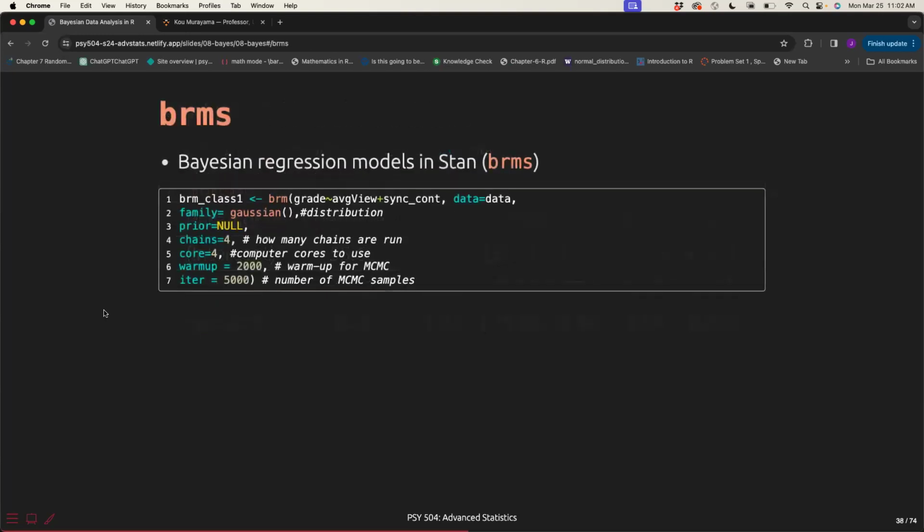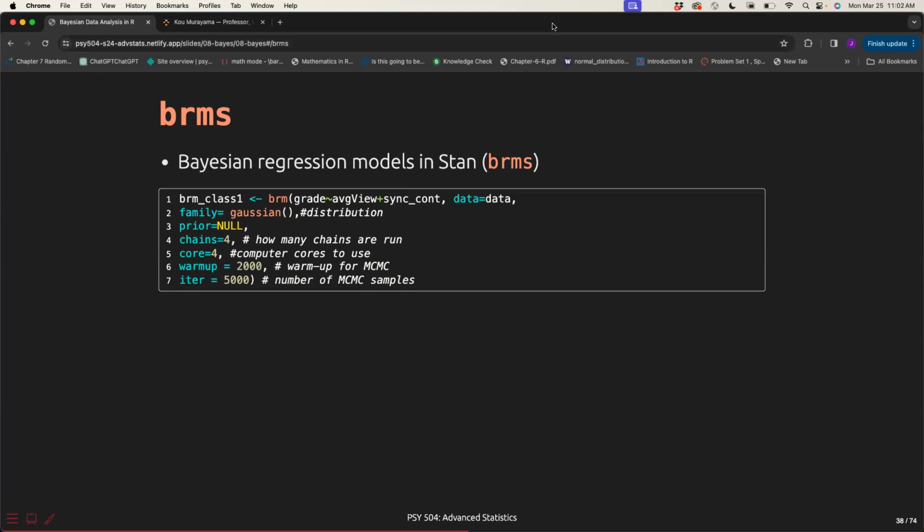Now let's go ahead and fit a Bayesian regression model. And we're going to fit this Bayesian regression using the BRMS package. And this stands for Bayesian Regression Models in STAN. And this is developed by Paul Bürkner, who's in Germany. So he developed a really great package to perform these Bayesian models.